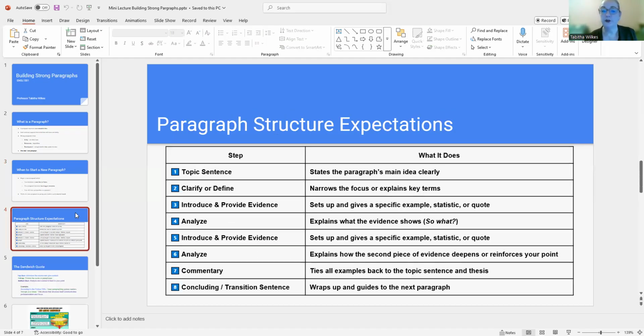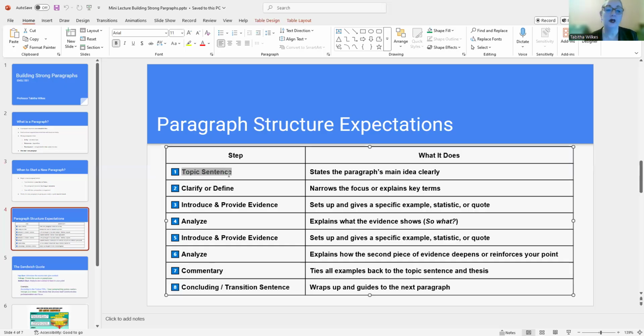Okay, so this is how I like for paragraphs to be laid out. Over here on the left, you can see there's numbers 1 through 8. And so, yes, those do represent essentially the 8 sentences in a paragraph. A paragraph can be 6 or 7 sentences. You can combine a couple of these. A paragraph can be 9 or 10 sentences. You can elaborate on a couple. But just for a generic place to start, here are 8 sentences.